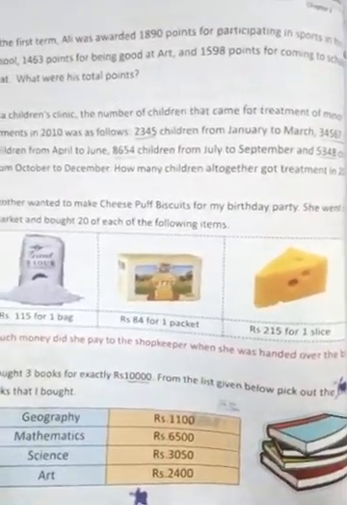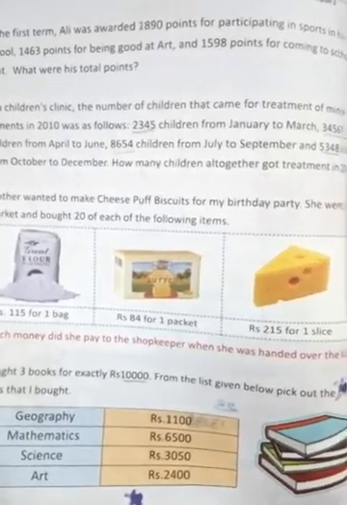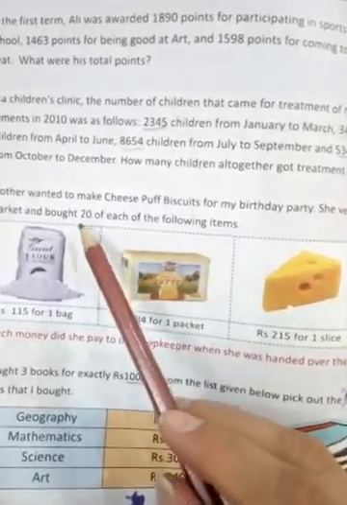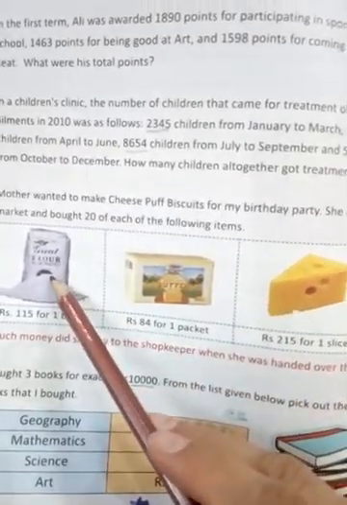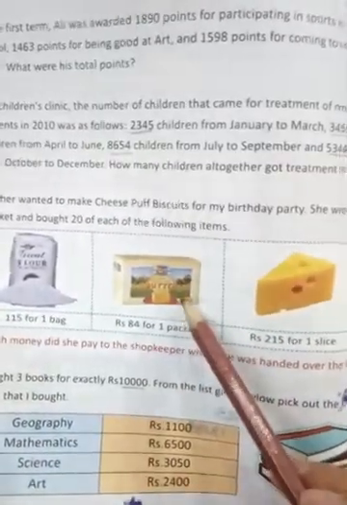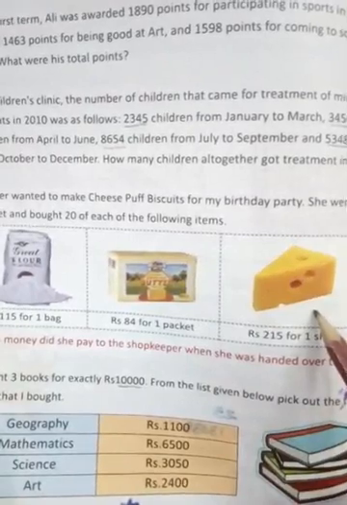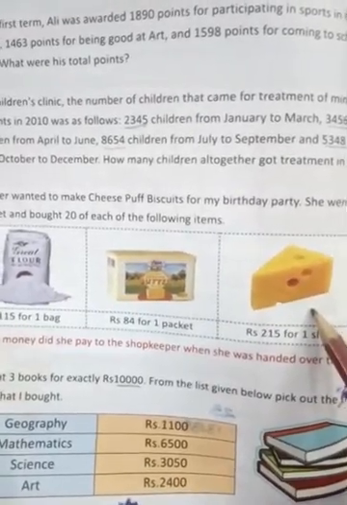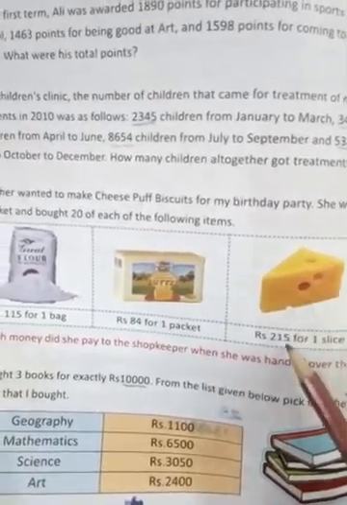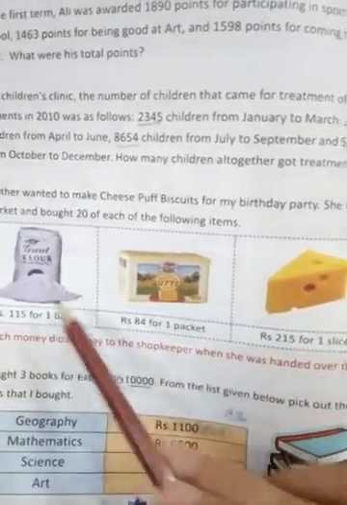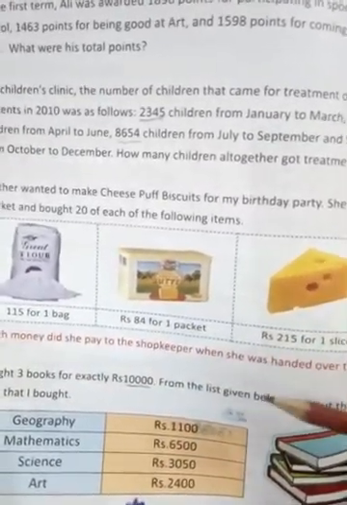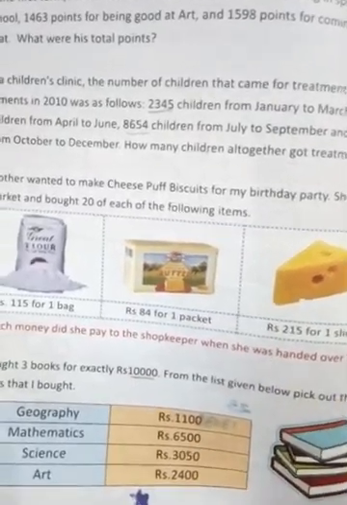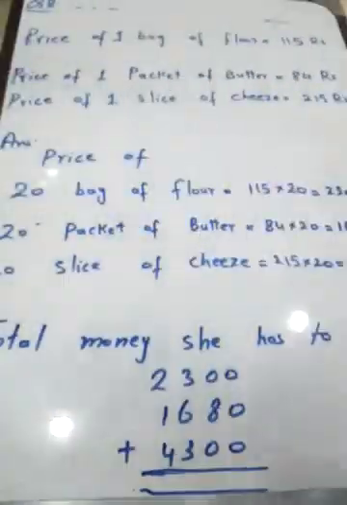Now here we have to find the total money which she has to pay. She has to buy 20 items of each. She buys from the market 20 flour bags, 20 packets of butter, 20 slices of cheese. Now we have here the price of one thing, and we have to find the price of 20. Then we find how much she has to pay to the shopkeeper. Look at the board for the answer.